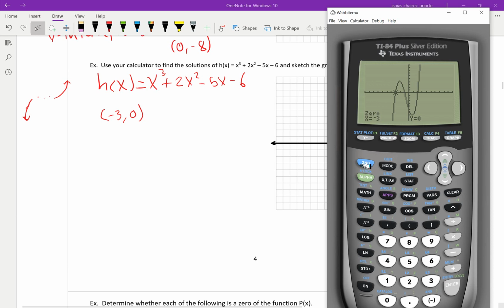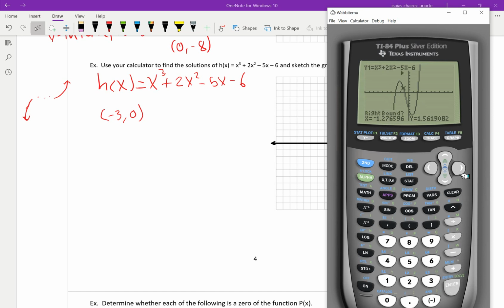So let me go to second calc again. Again, we said that we will want to go to 0, hit enter there. And now again, same situation. Now I want to find the next x-intercept, this one over here, the one that's a little bit to the right, or the middle one here. So first I need to give it a left bound. So let me go a little bit to the left of that x-intercept. I think that's a little bit to the left. I'm going to hit enter.